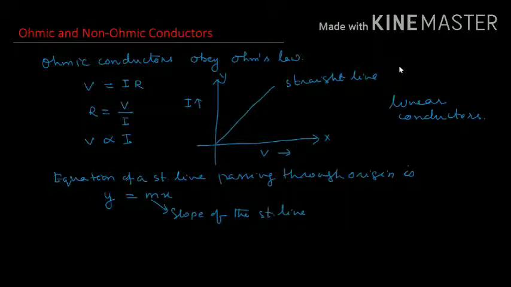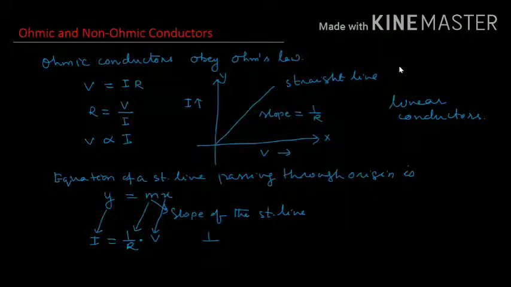So we can write Ohm's law in the form of y equal to mx. So I is equal to 1 by R into V. Here y is I and x is V, and slope m is 1 by R. So the slope of the straight line is 1 by R. So resistance can be written as R is equal to the reciprocal of slope.